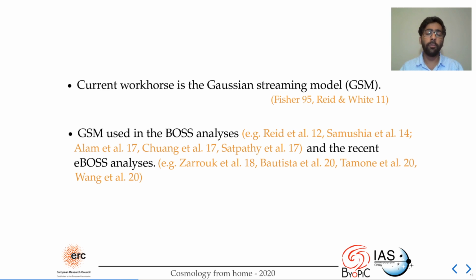In configuration space analysis, the current workhorse is the Gaussian streaming model, where the relative pairwise velocity distribution is approximated with a one-dimensional Gaussian. This Gaussian streaming model has been used in BOSS analysis to constrain the growth rate, and also in the recent eBOSS analysis, as given in these papers. And this has led to precise measurements of the growth rate of structures.